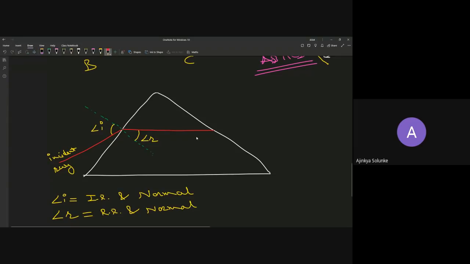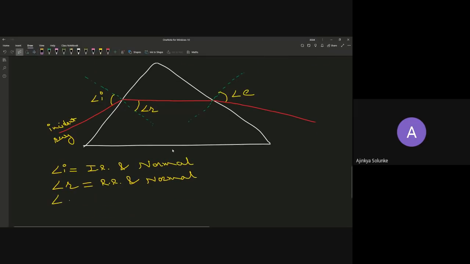And there is a third ray, that is the emergent ray. Suppose, let's say, we have a normal there, like this one. The angle between the emergent ray and the normal must be called the angle of emergence. It is represented by angle E. And the angle of emergence is between the emergent ray and the normal.